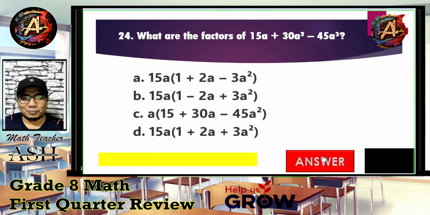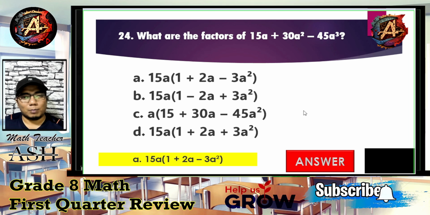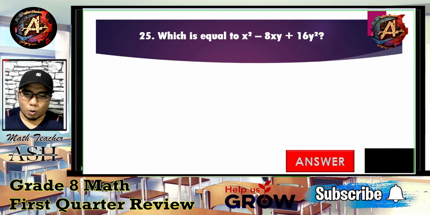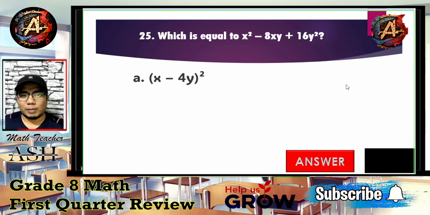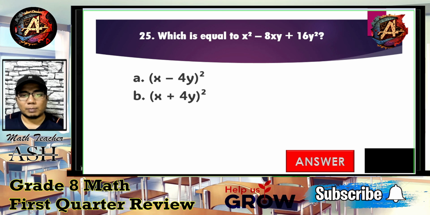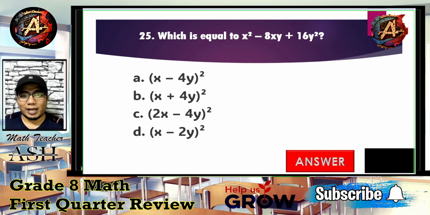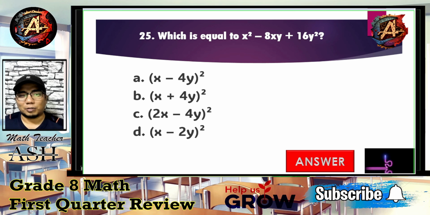Let's check. Alright, my dear math learners. Now, let us go to question number 25. Which is equal to x squared minus 8xy plus 16y squared? Is it A, the quantity x minus 4y squared, B, the quantity x plus 4y squared, C, the quantity 2x minus 4y squared, or letter D, the quantity x minus 2y squared? I'll give you 5 seconds to think about your answer.